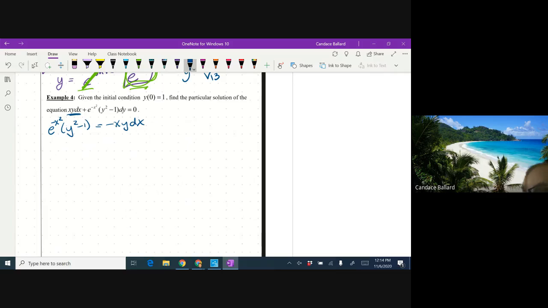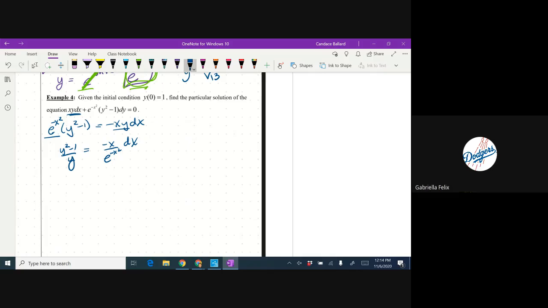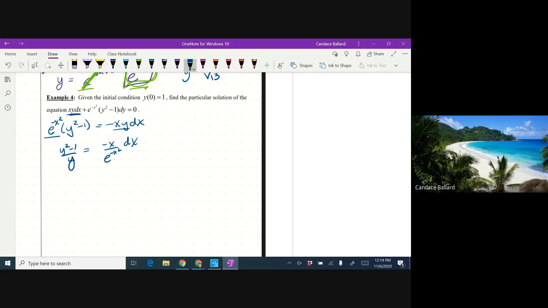Okay, I am going to divide by the e to the negative x squared, and I'm going to divide by y. So I've got (y squared minus 1) over y dy equals negative x e to the x squared dx. I'm going to do some algebra. I forgot the dy. Thank you, Gabby. I saw that pretty quickly, didn't I?